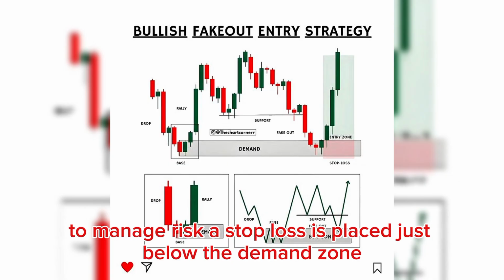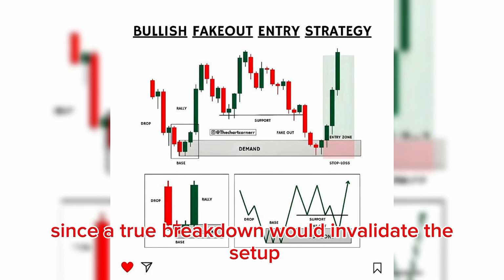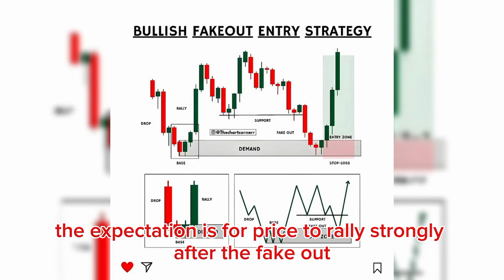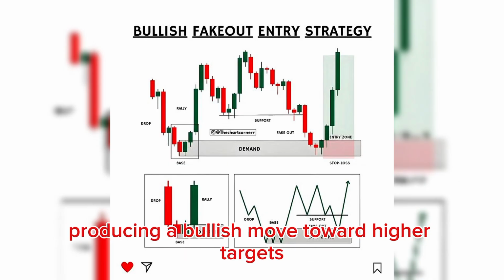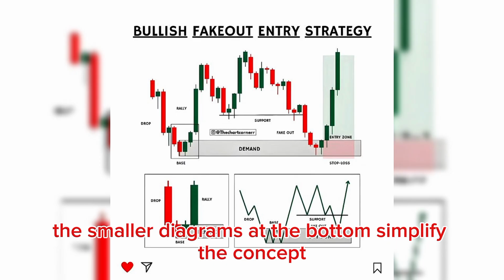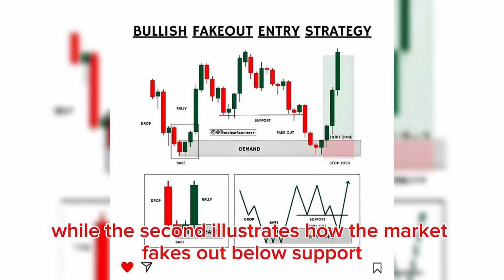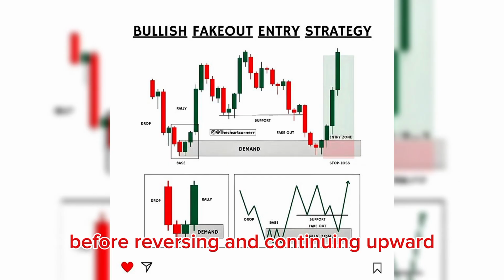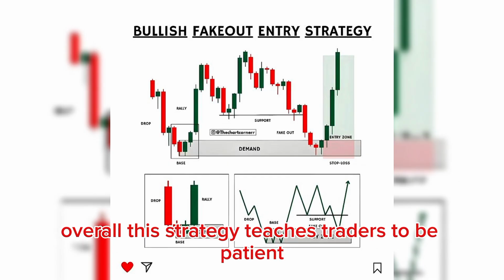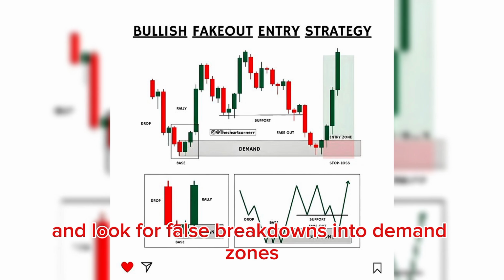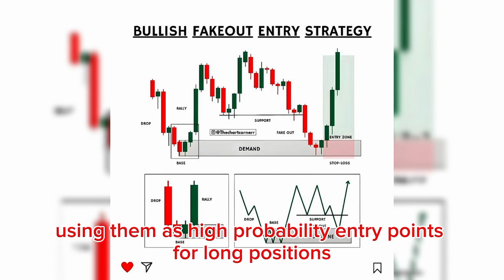To manage risk, a stop loss is placed just below the demand zone, since a true breakdown would invalidate the setup. The expectation is for price to rally strongly after the fakeout, producing a bullish move toward higher targets. The smaller diagrams at the bottom simplify the concept. The first shows the drop-base rally pattern forming the demand zone, while the second illustrates how the market fakes out below support before reversing and continuing upward. Overall, this strategy teaches traders to be patient and look for false breakdowns into demand zones, using them as high-probability entry points for long positions.